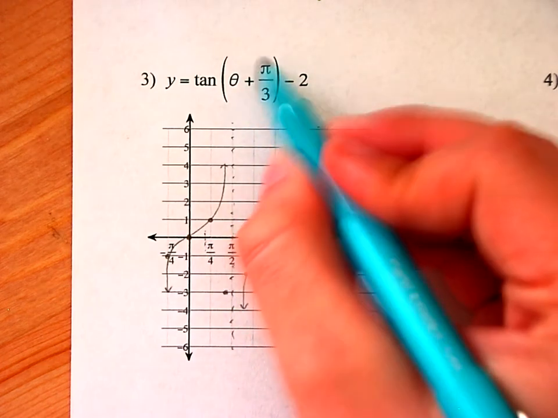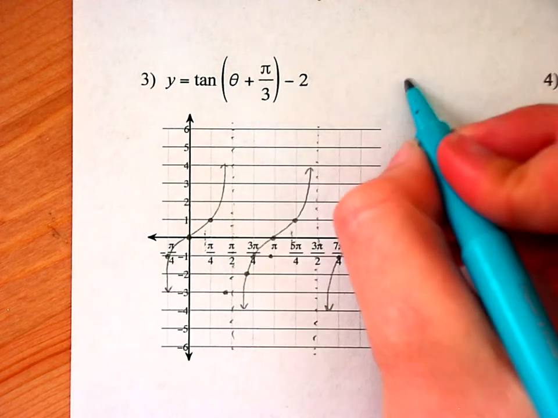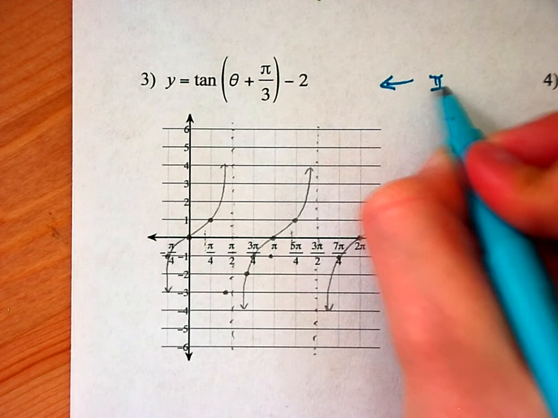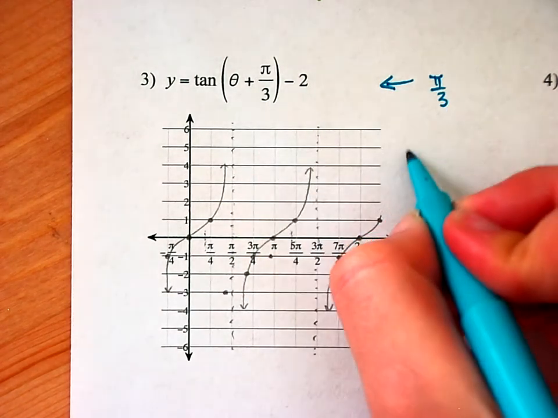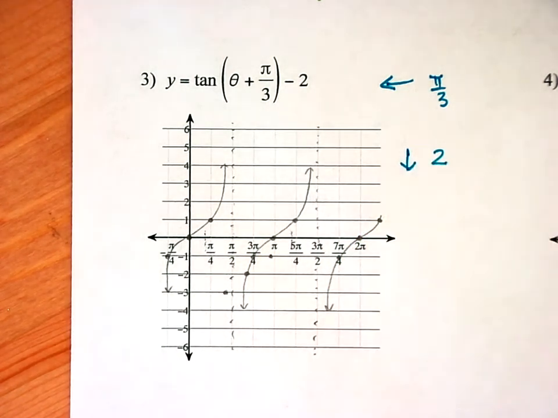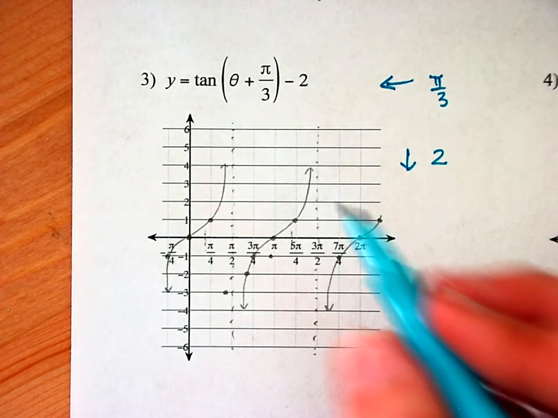This means this is our horizontal shift to the left. So we're going to go left pi over 3 because it's positive. And then we have a -2. We're going to go down 2 units. Okay, so now I'm going to take all of my points and do just that.